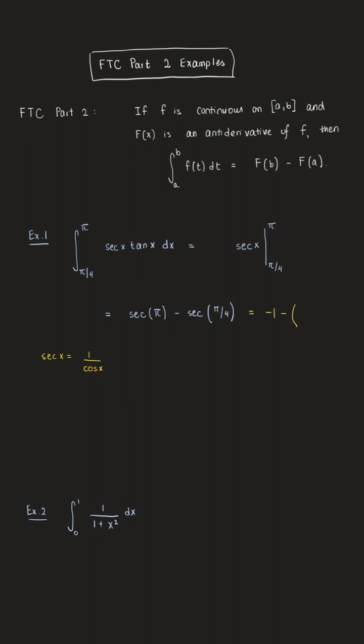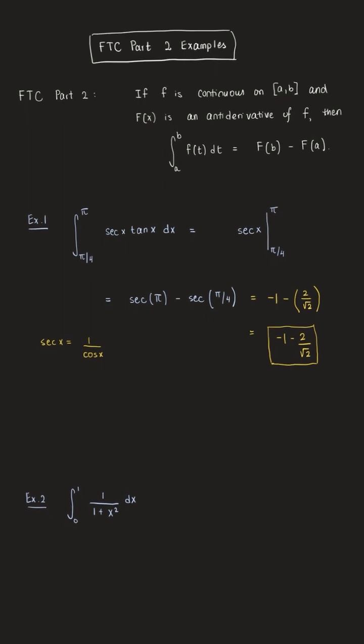And cosine of pi over 4 is square root of 2 over 2. So secant of pi over 4 will be 2 over root 2, the reciprocal. So we can just write our solution as -1 minus 2 over root 2. You can rationalize the second fraction if you'd like, but we don't need to do that. And so here we go. There's our first definite integral using antidifferentiation to find the solution.